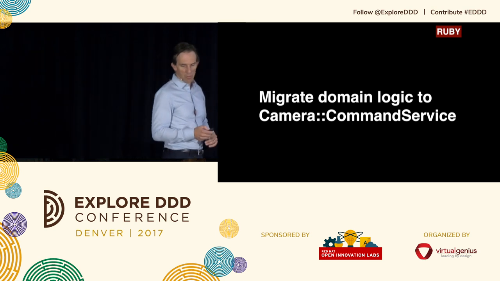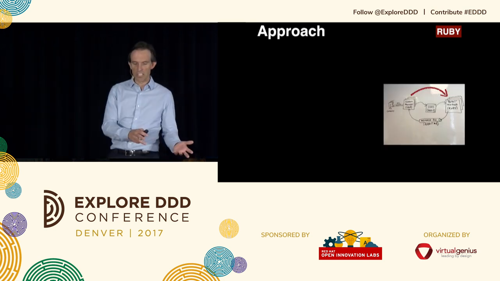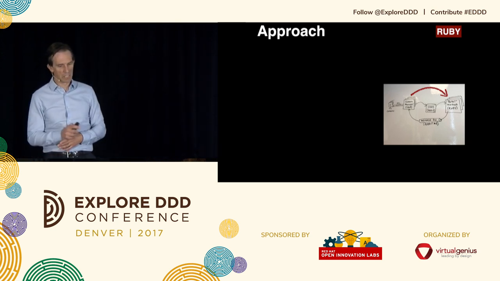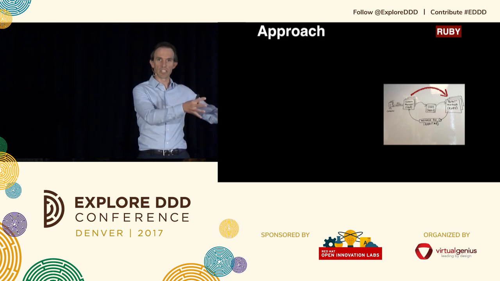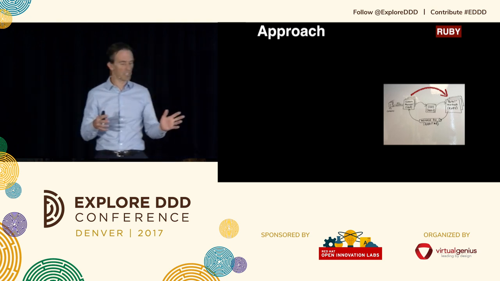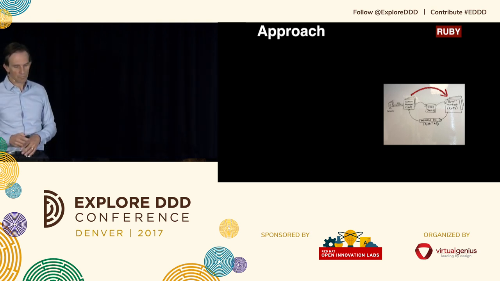So then we could start migrating domain logic from the Java side of things to the Ruby side of things, a piece at a time, because now we have the ability to just treat the Java side as a dumb proxy, basically, in terms of sending on commands, a dispatcher for the commands. And then on the Ruby side, we can start creating these commands.